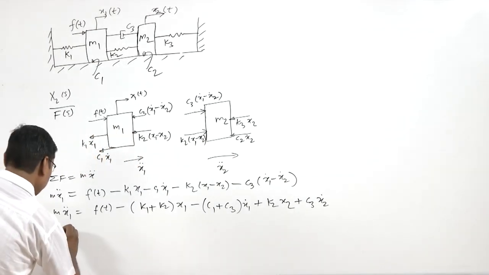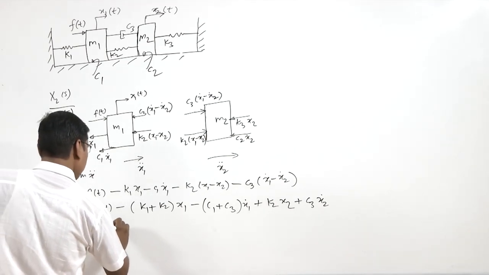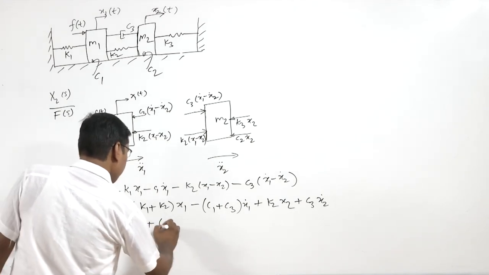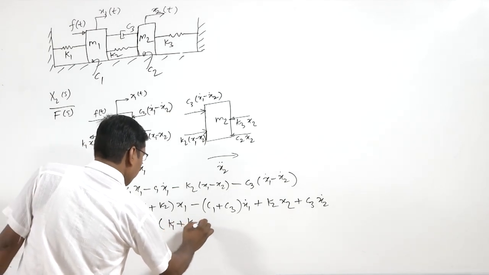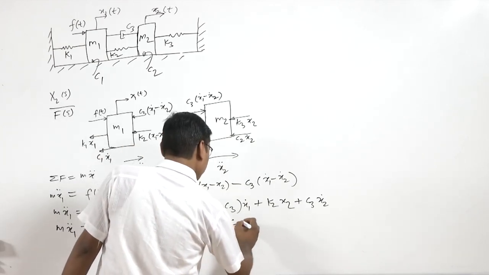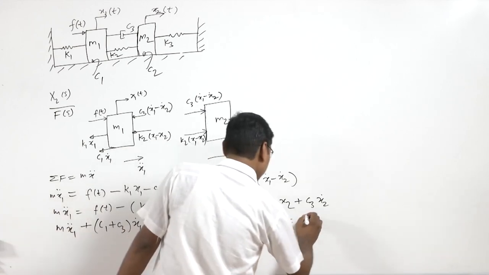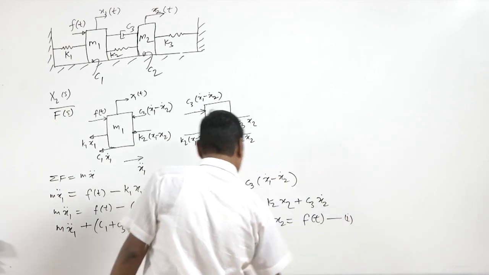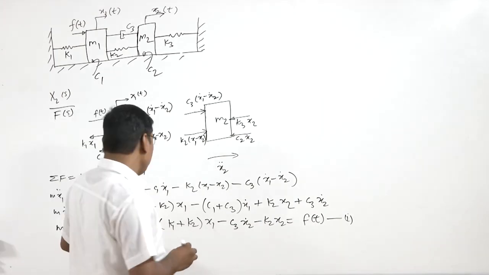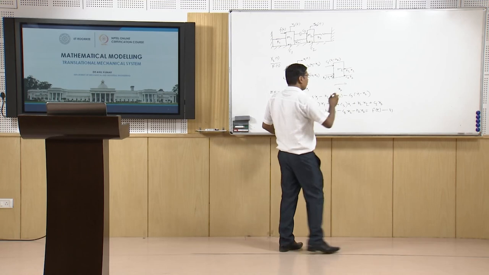So we can write this equation: m1 x1 double dot plus (c1 plus c3) x1 dot plus (k1 plus k2) x1 minus c3 x2 dot minus k2 x2, and that is equal to F(t). So this is the equation of motion for the first mass, and this is again a differential equation of second order. Now the second mass.